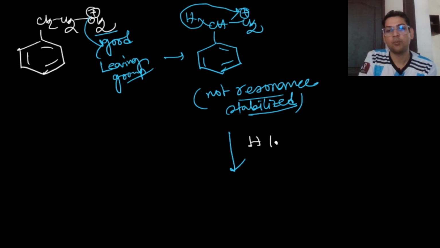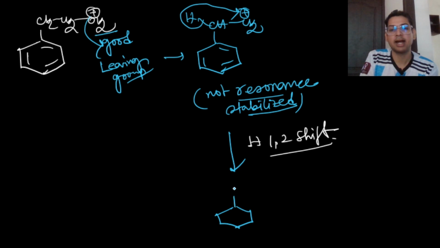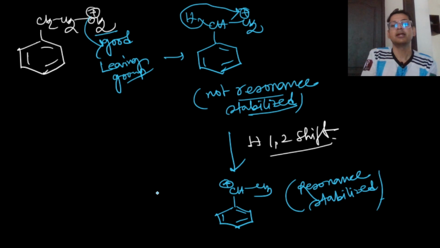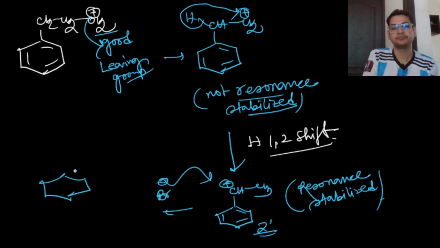So hydrogen 1,2 shift. Sir, why are you doing this shifting? Because if I do the shifting, I will get a stable carbocation. You see, now I am having this positive charge, and that can do resonance with the benzene ring. That is resonance stabilized. Now this is a 2-degree resonance stabilized carbocation, and here Br minus will attack, and sir, I will get CHBr CH3. Till this part we have done.